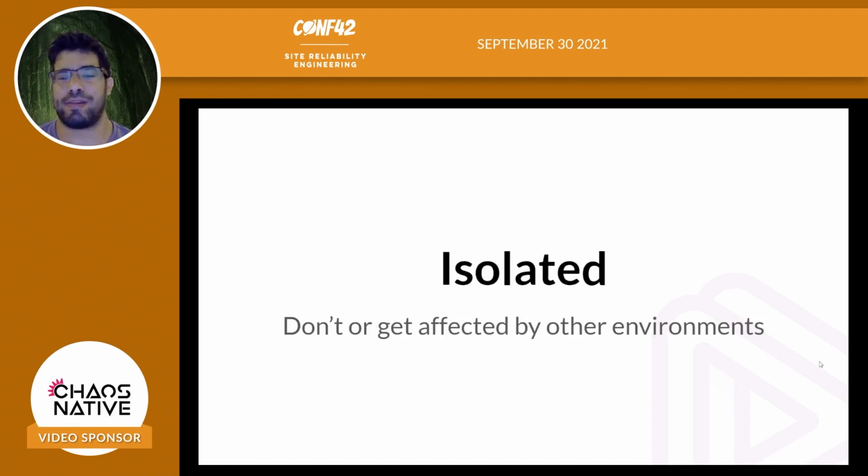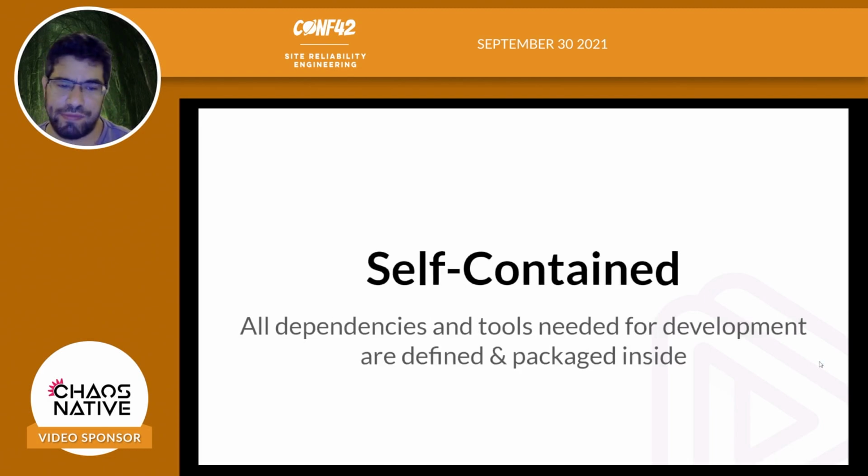I want them to be isolated. If I'm running several development environments, I don't want them to conflict with each other. This project requires this version of Node, and this other one requires this specific CLI, and they do not conflict with each other. They should be self-contained, meaning that all the tools I need to work in an optimal way on this repository and codebase should be defined inside. So it should be easy: I'm just starting to work and I have all the tools, dependencies and packages.